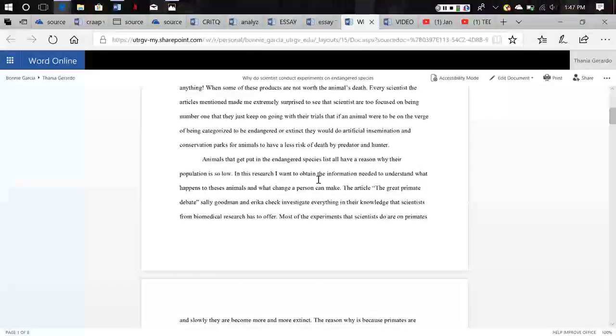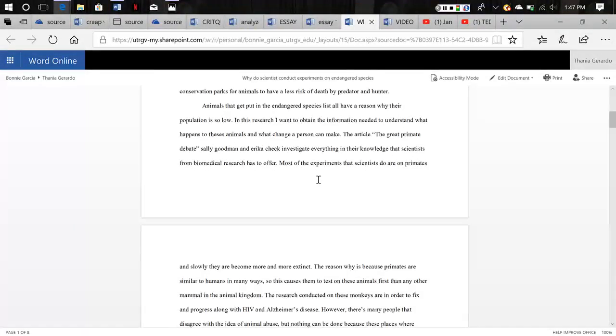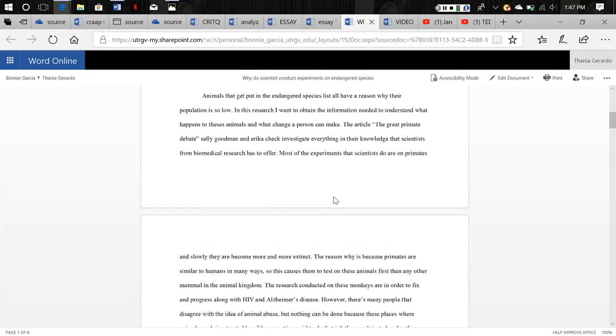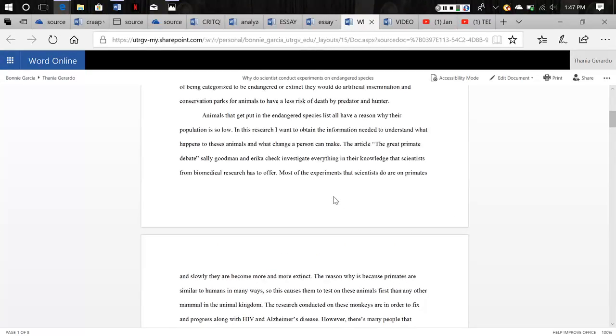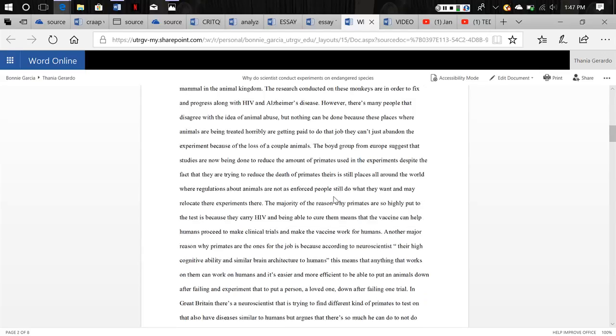So my first paragraph, which is this one, I put the primates because primates were not that big of a deal. Like this source was not like, oh, this answers your question. No, this was just answering why they test on them. So they test on them because they want to cure diseases like HIV and Alzheimer's. So I put that as my first source.